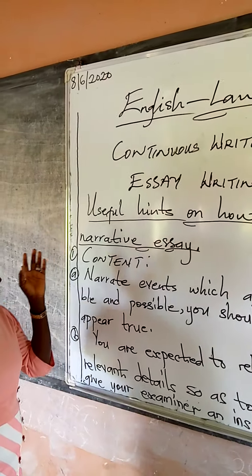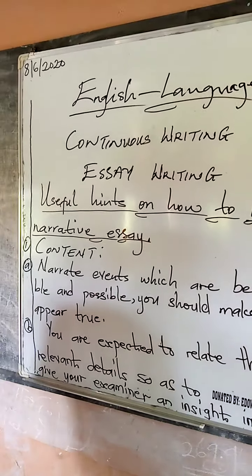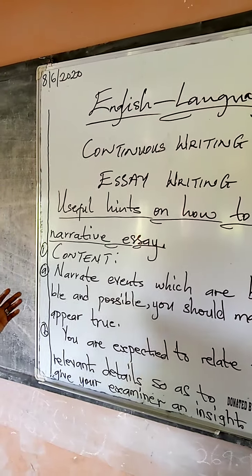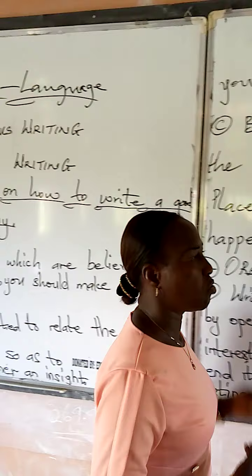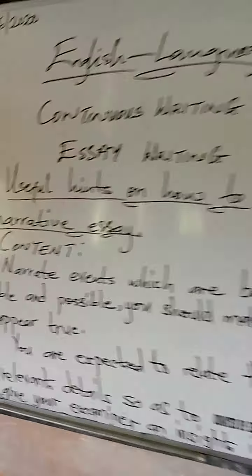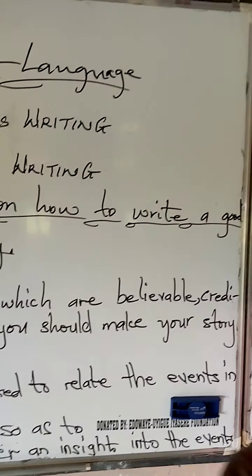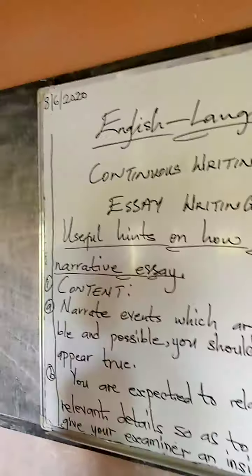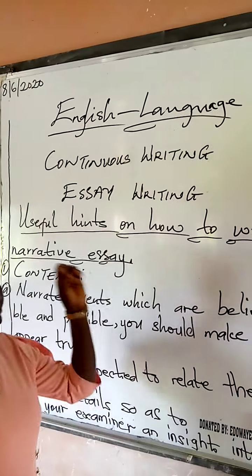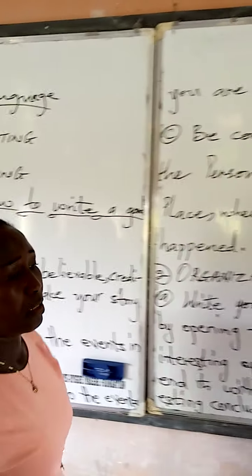We have on the board useful hints on how to write a narrative essay. The first one has to do with the content. The content has to do with the story itself, the topic you are writing on. Don't write on a topic that you cannot really defend, a topic you cannot really explain. I always tell my students to be careful with that. You have to pick a question out of the 5 questions, the one you can easily defend, even though you are sleeping.